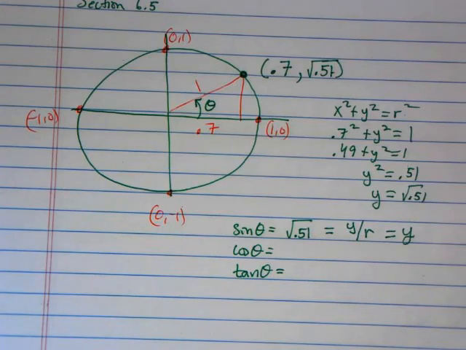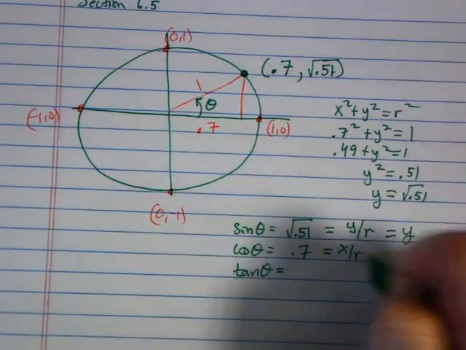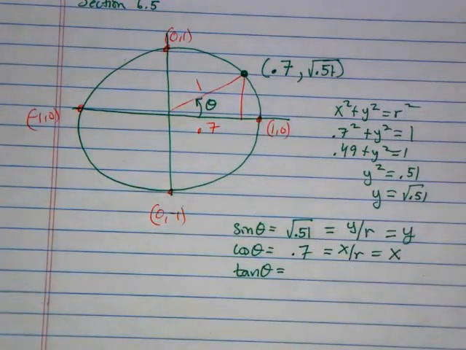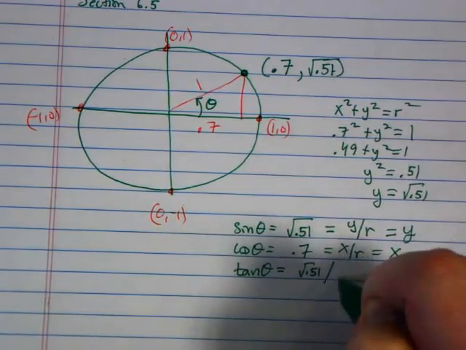By the same argument, what's the cosine of theta on a unit circle? Simply the x value. So it's going to be 0.7, because it's x over r. That's just x because r is 1. And how about the tangent? Y over x, square root of 0.51 over 0.7.